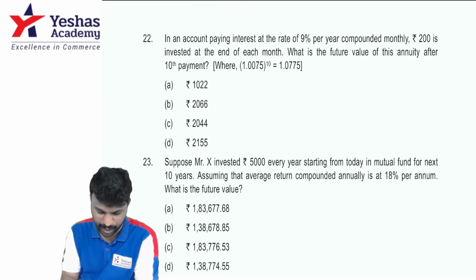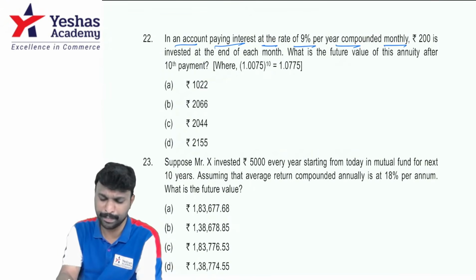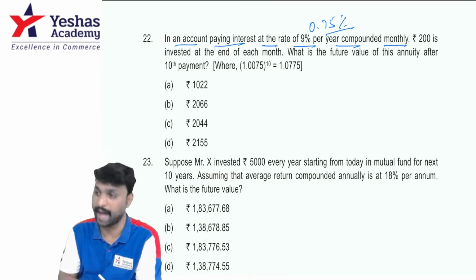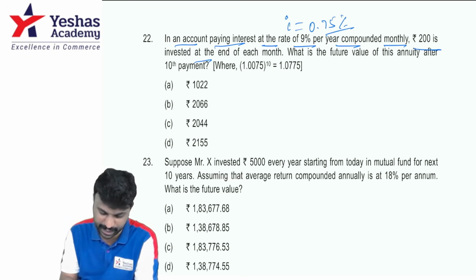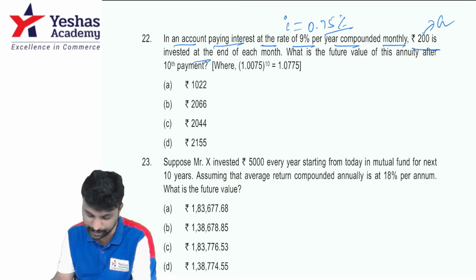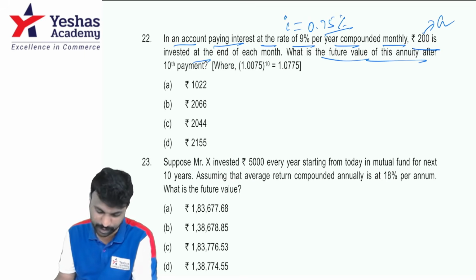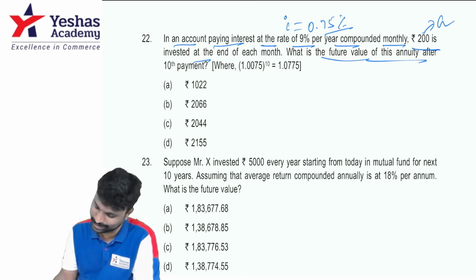22nd question. In an account paying interest at the rate of 9% per annum compounded monthly, 9% per annum compounded monthly means 9 divided by 12. So it is 0.75% is what I have to use for I. Is it clear? It's a monthly compounding. 200 invested at the end of each month. That means it is an annuity. We need to find the future value. We need to find what? Future value of this annuity.